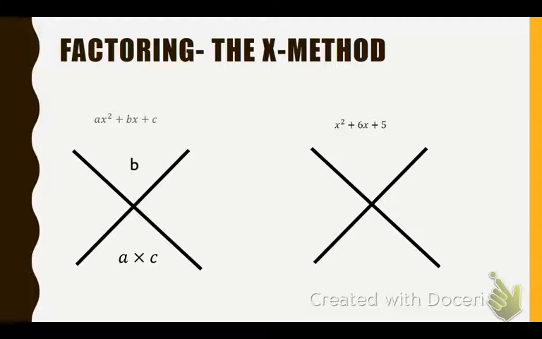That one is easy. Tomorrow, your A will not be 1. It'll be 2 or 3 or 4 or 5. So don't forget A times C goes in the bottom. Once you have set this up, you're going to find factors of the number on the bottom. Factors are two numbers that multiply together. Like factors of 6: 1 times 6 is 6, 2 times 3 is 6. There are no other factors. So you're going to do that on the bottom. Factors of the bottom have to add up to the top.